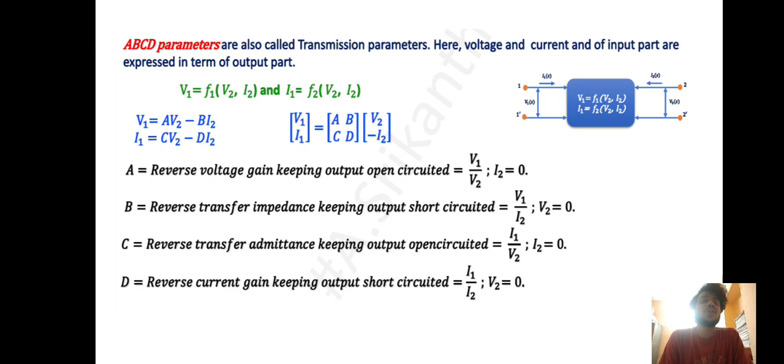A equals the reverse voltage gain keeping output open circuited, V1 by V2. B equals the reverse transfer impedance keeping output shorted, V1 by I2, where V2 equals 0. C is the reverse transfer admittance keeping output open circuited, I1 by V2, where I2 equals 0. D equals the reverse current gain keeping output short circuited, I1 by I2, where V2 equals 0.